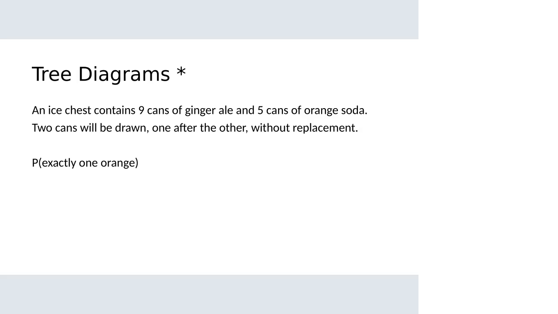An ice chest contains 9 cans of ginger ale and 5 cans of orange soda. 2 cans will be drawn, one after the other, without replacement. What is the probability of getting exactly 1 orange soda?